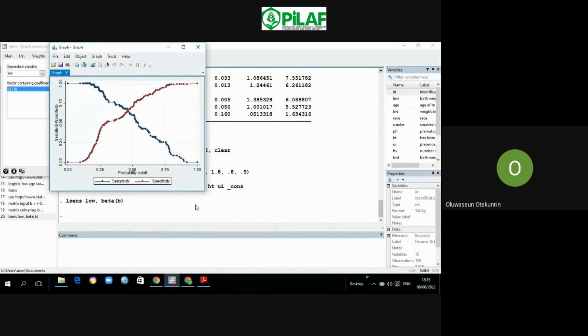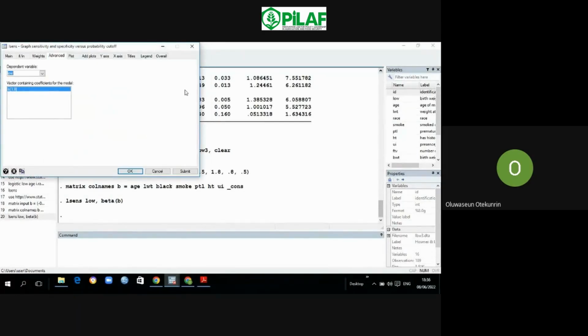So we have been able to plot our graph even for models that have not been fitted. We are able to do that because we have the coefficients, and we have the information about those variables. Based on that, we have been able to get the graph of the sensitivity and specificity plot. And you can see the command lsens low, beta B. Any question on that? Any question?